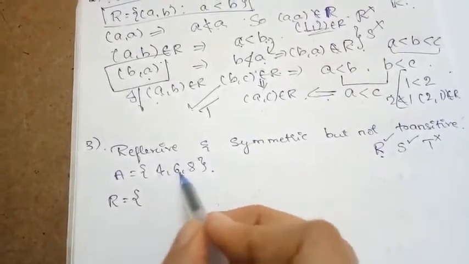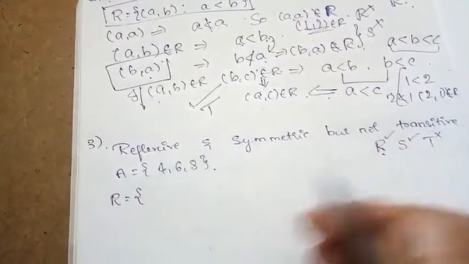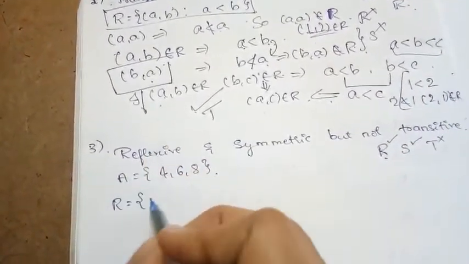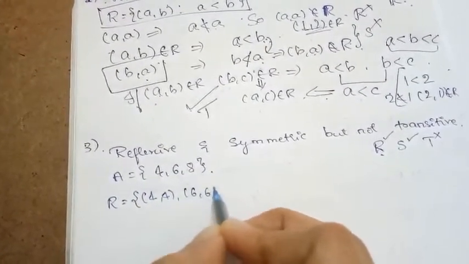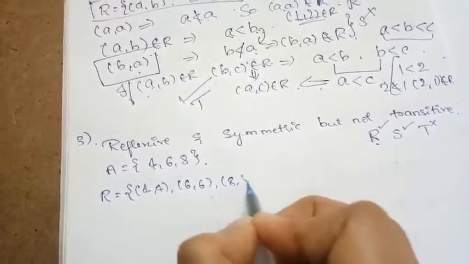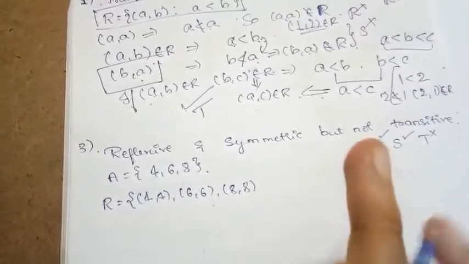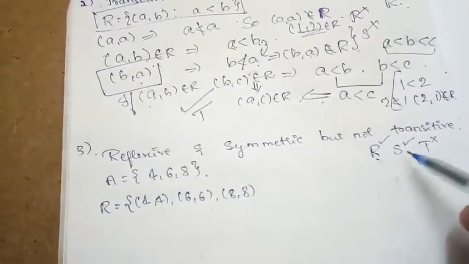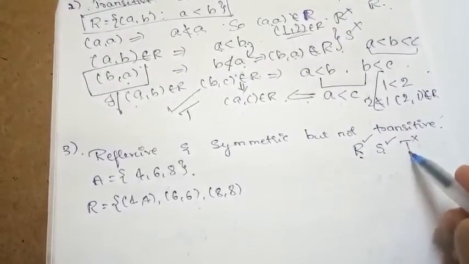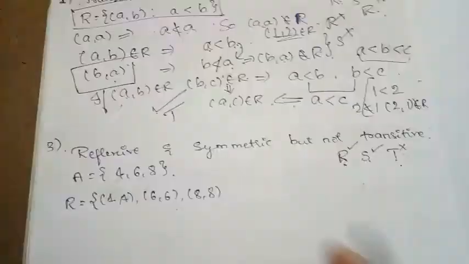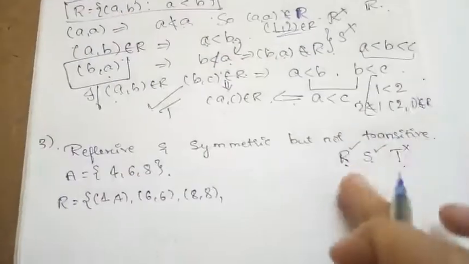Reflexive means the doublets of all the elements present in the set should exist. So I will take doublets of all the elements: 4 comma 4, 6 comma 6, 8 comma 8. So this relation is now perfectly reflexive, symmetric as well as transitive. But what we think we should get is one which is not transitive, but it should be symmetric.